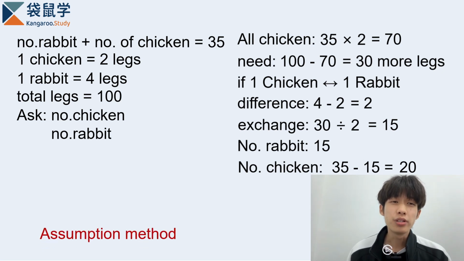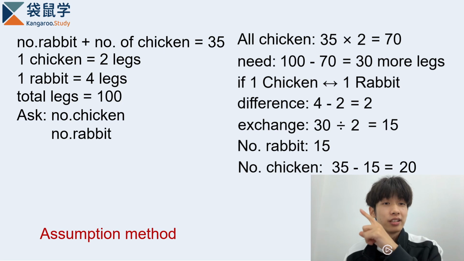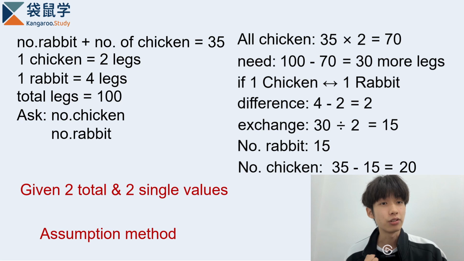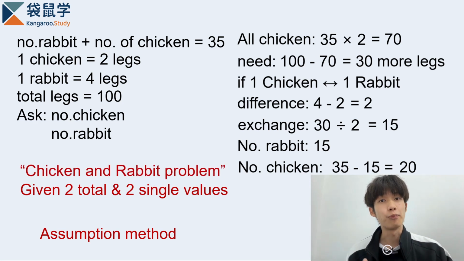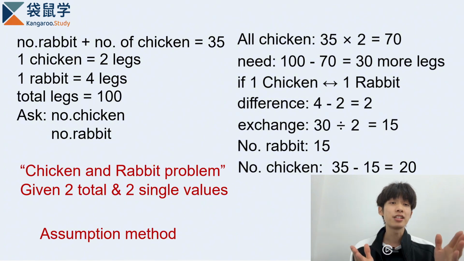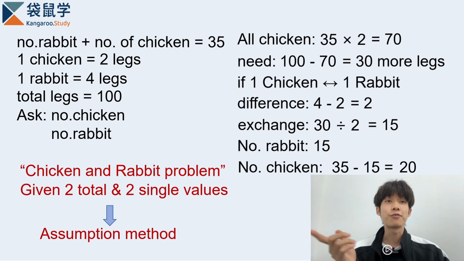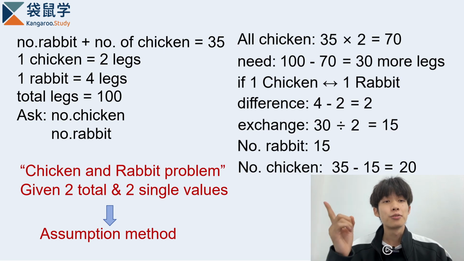But when can we use this assumption method? Let's look at this question here. What kind of information did it give us? The total number of chickens and rabbits, the total number of legs, and each chicken has 2 legs, each rabbit has 4 legs. So it's giving us 2 total values and 2 single values. And it's trying to ask for the number of each single value. For this kind of question, we call it the chicken and rabbit problem. So whenever we see a chicken and rabbit problem, we can use the assumption method. So let's try to do the question from this example.